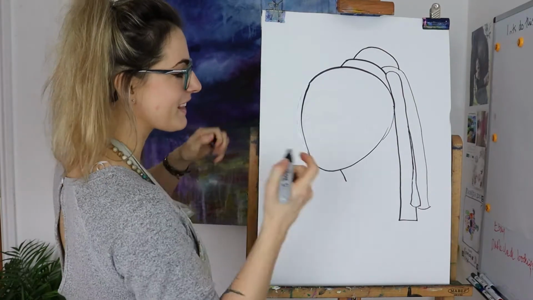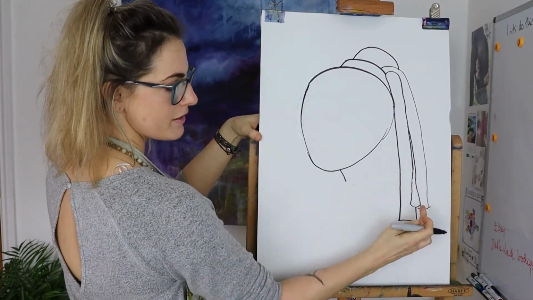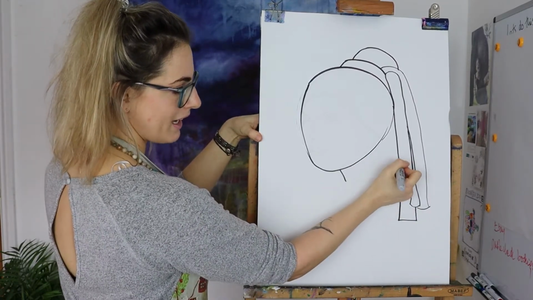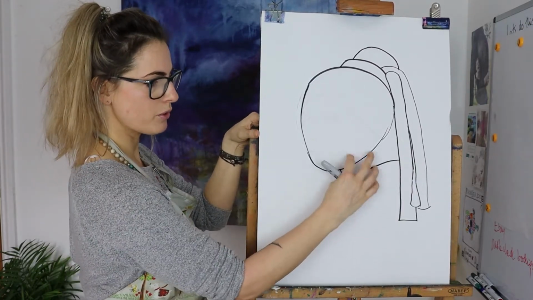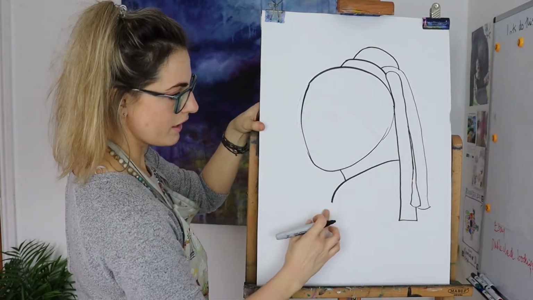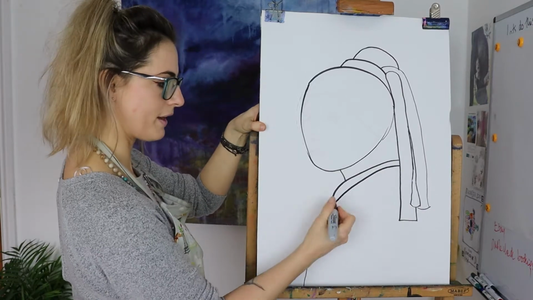Okay, then what we need to do is we've done this neck bit. We want to just, somewhere along here. So we need to make sure here, can you see the distance? You don't want it too big, but then you don't want it too small either. So just here, you're going to do a line, and then you're going to do another line. Go all the way down.